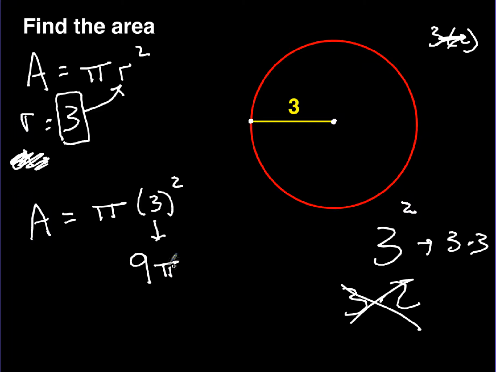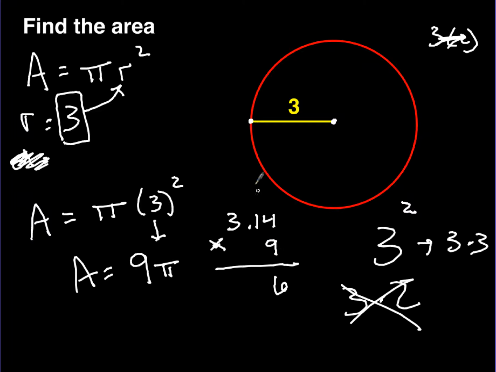I'm going to move the pi over to the right side just because it looks a little bit better. I have 9 times pi, 9 pi. So now, in order to find my area, I need to take 9 and multiply it by 3.14. So I have 3.14 times 9, and now from here, I can go ahead and multiply to solve.